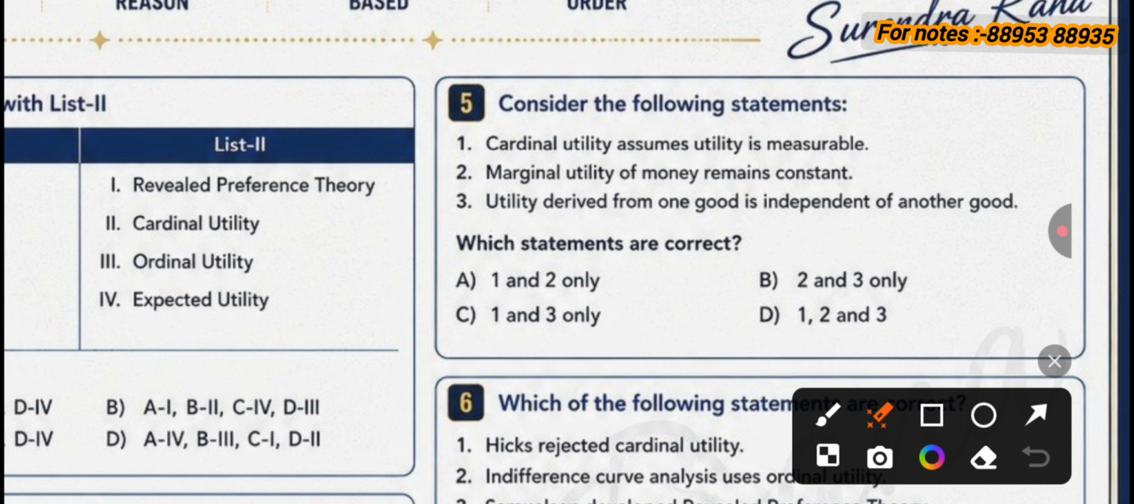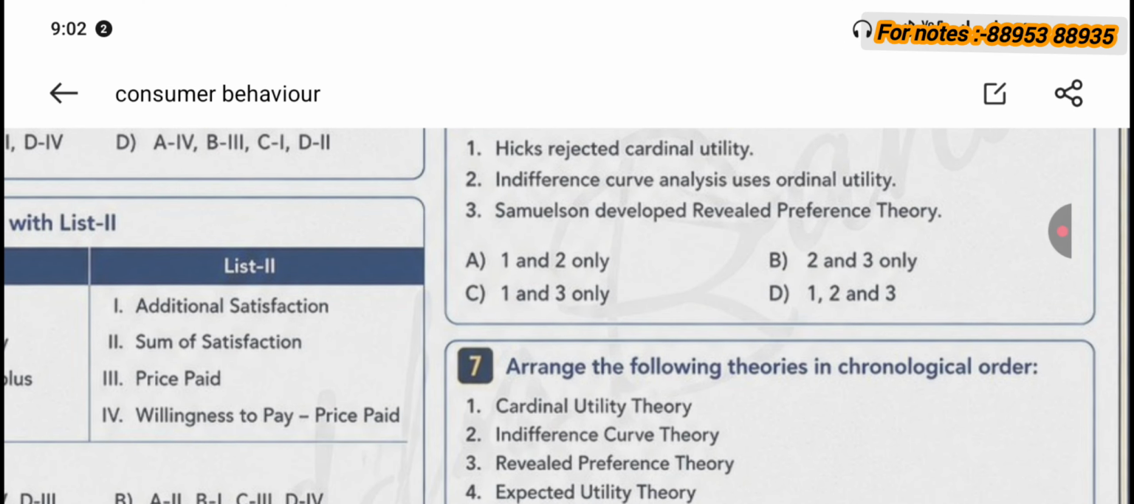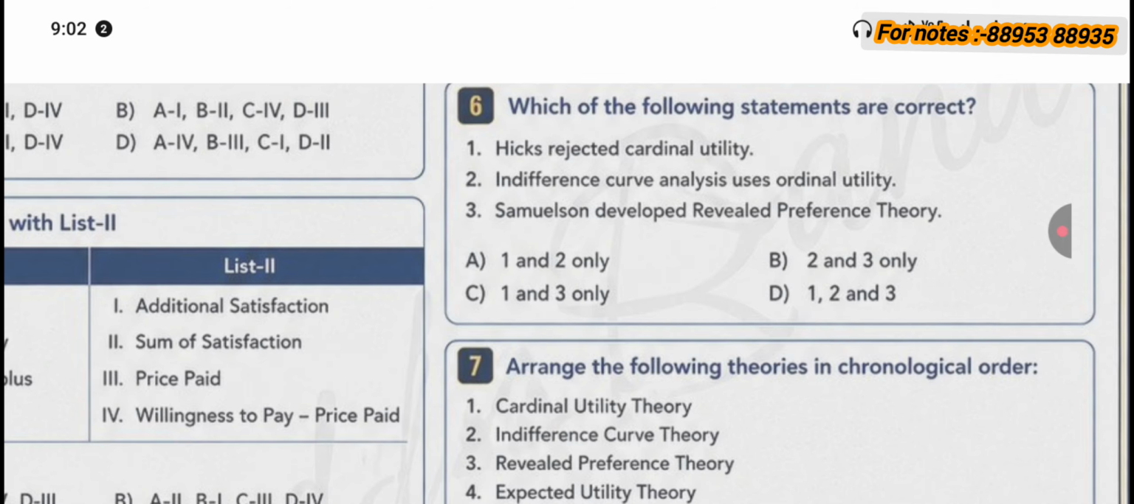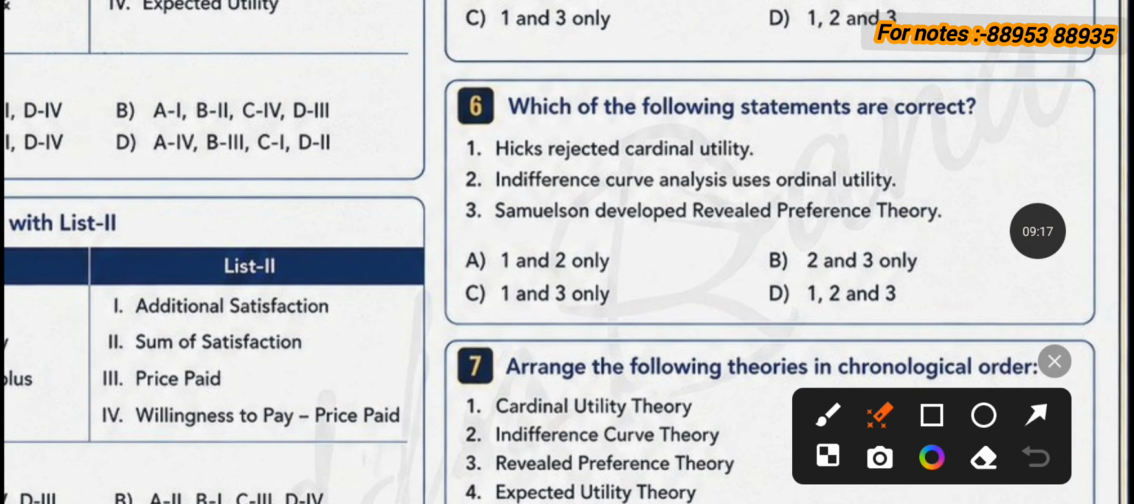Okay, now move to the next question, which is another statement based question. The question says, which of the following statements are correct? Question number 6, which of the following statements are correct? Option 1, Hicks rejected cardinal utility.